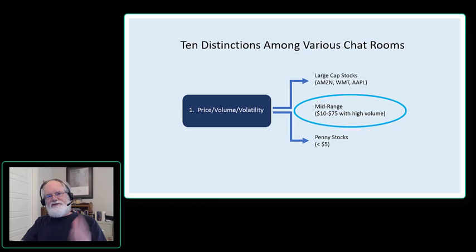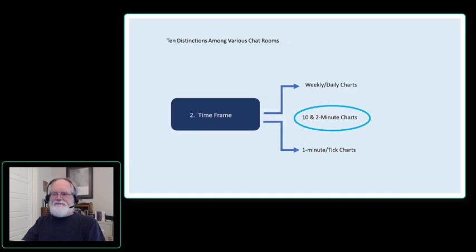But in terms of Stock Talk, the day trading chat room with me, this is where my group falls, okay? We look at mid-range prices. We're looking at $10 to $75 price stocks that have good volume, good volatility.